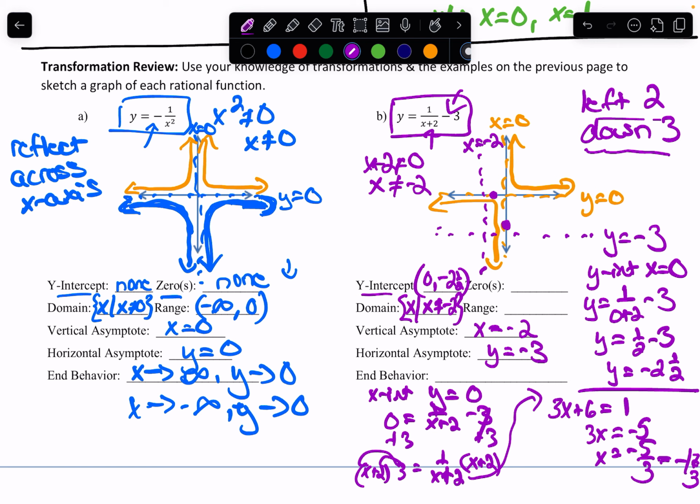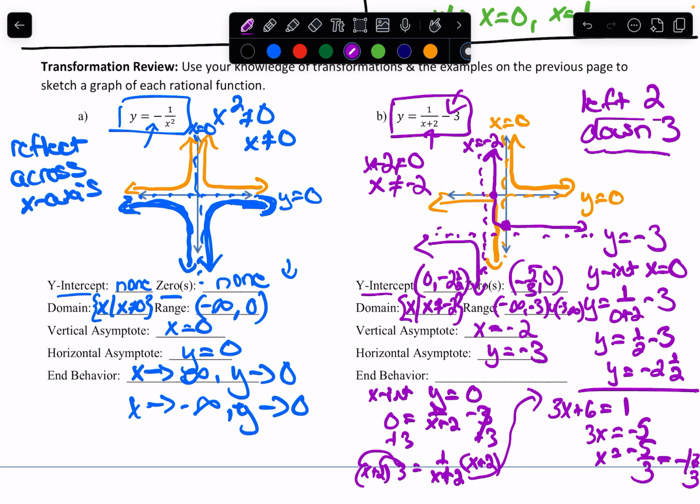Okay, let's sketch it. So it's going to come down here and then go all the way here. The other part is going to be right here. Remember that these are our asymptotes. Our x-intercept is negative 5/3, 0. Our range is going to exclude negative 3. So negative infinity to negative 3, or negative 3 to infinity.